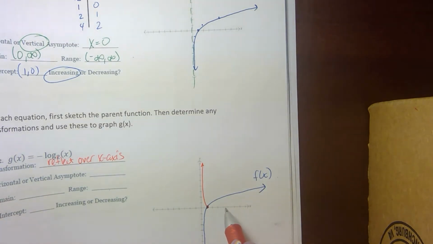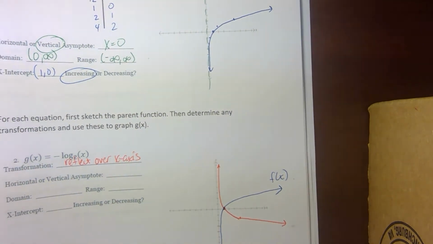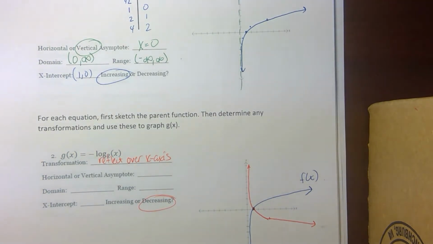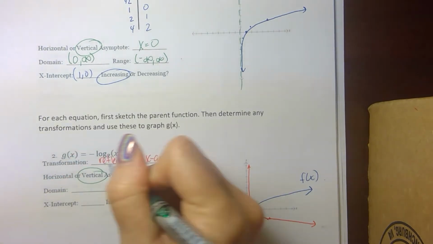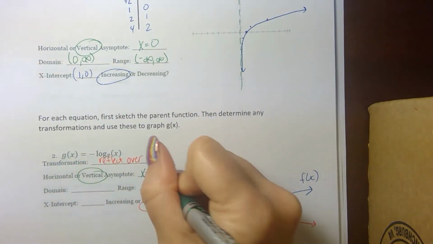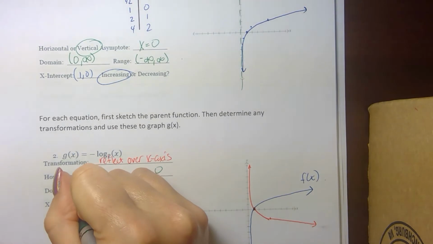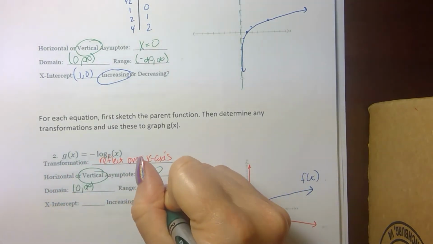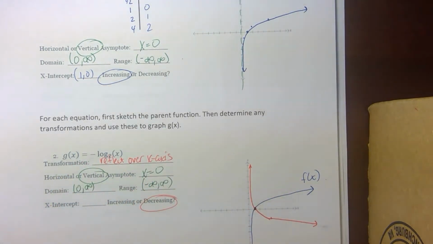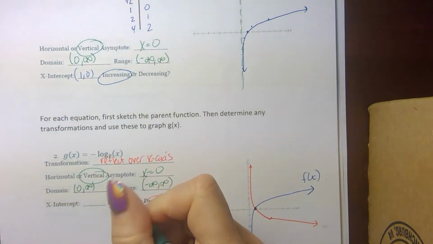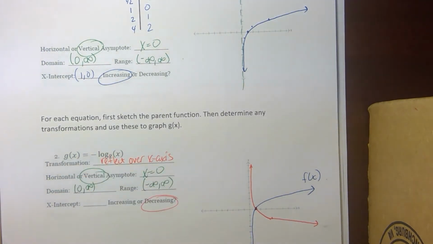And for example, this point was 4, 2. Now it's going to be 4, -2. So it's going to curve off down here. And now it's a decreasing function. I still have a vertical asymptote, and I didn't shift it left or right. So my vertical asymptote is still at x equals 0. That means that my domain hasn't changed, and my range can never change. It's going to be all real numbers every single time. Because I didn't shift it up, down, left, right, my x-intercept is still at 1, 0.